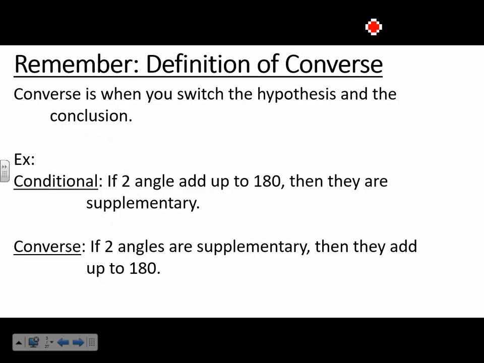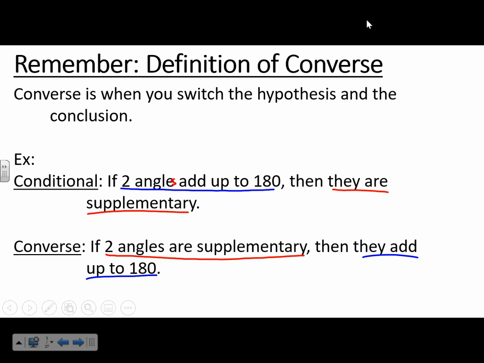We'll also be using those theorems and postulates to find angle measurements. So let's first talk about what a converse is. A converse is when you switch the hypothesis and conclusion. So in this conditional, if two angles add up to be 180, they're supplementary. So if two angles add up to be 180, that's the hypothesis, then they're supplementary, that's the conclusion. So if we switch those, that's the converse. If two angles are supplementary, then they add up to be 180 degrees.